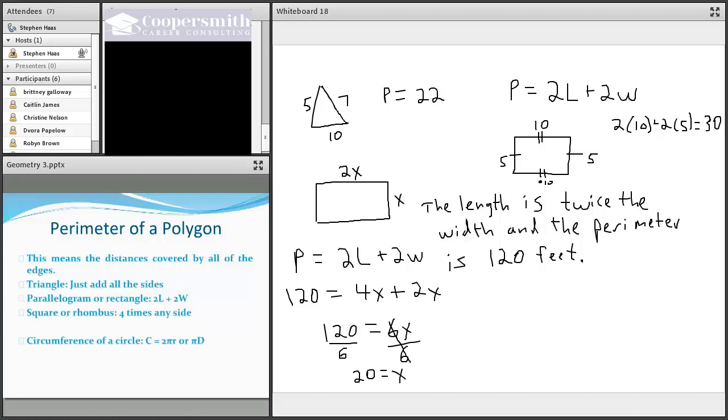So, what does that mean? What is 20? Well, x is 20, but what does that mean in terms of the diagram?